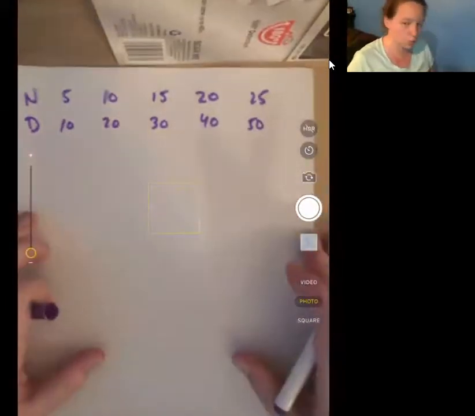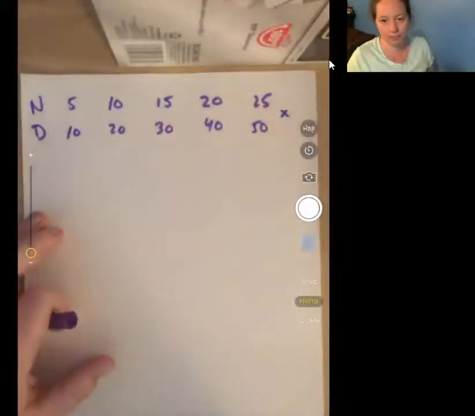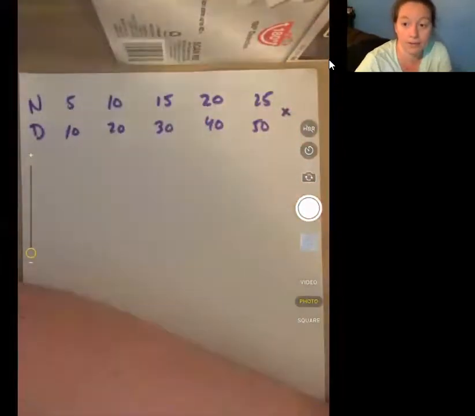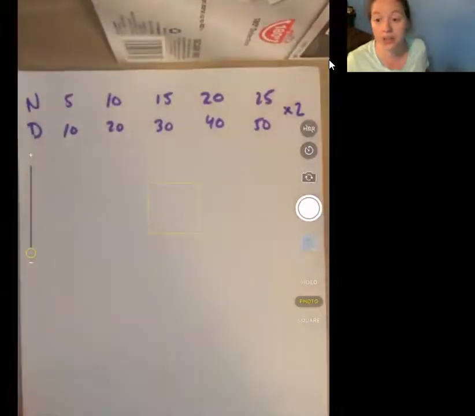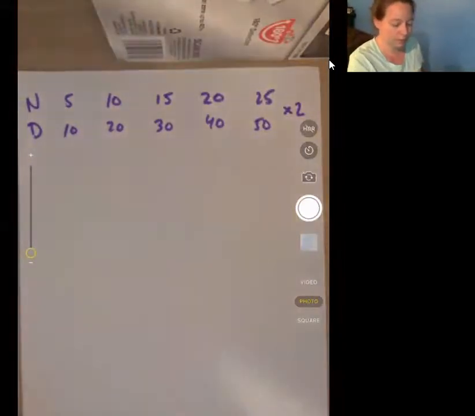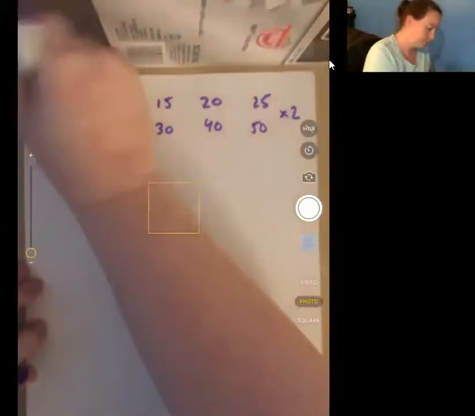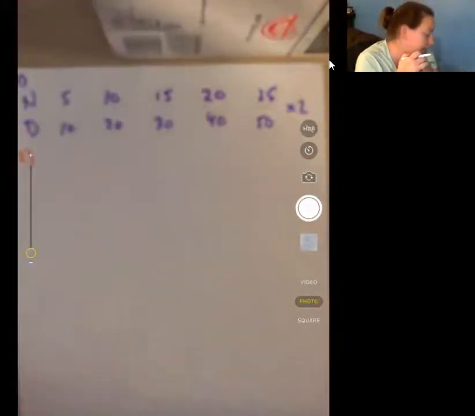Okay, so what is our rule? Our rule is, I'm going to put a times sign instead of writing out multiply. 5 times what gives us 10? 5 times 2 gives us 10. So that is our rule. Multiply by 2. Number 2. So that was number 1. Number 2. Multiply the number of books by blank to find the amount spent.